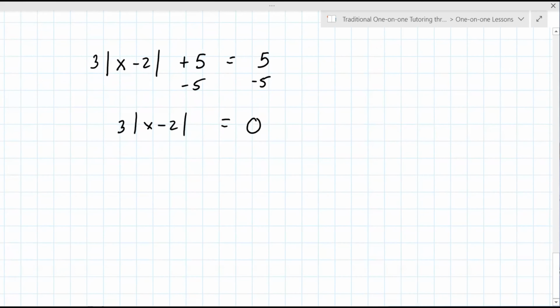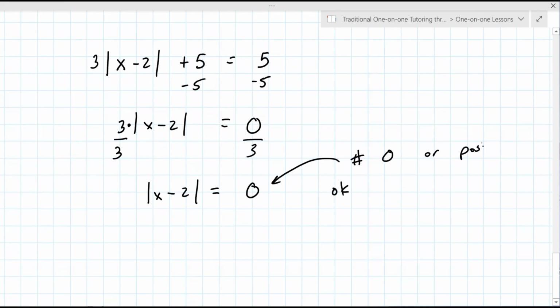And do I continue the problem normally, even if it's still 0 right there? Well, you have to undo this first. So then divide by 3 because it's multiplying. So then just x minus 2 equals 0. Yes, and this is okay. As long as this number right here is 0 or positive, it is okay. All right.